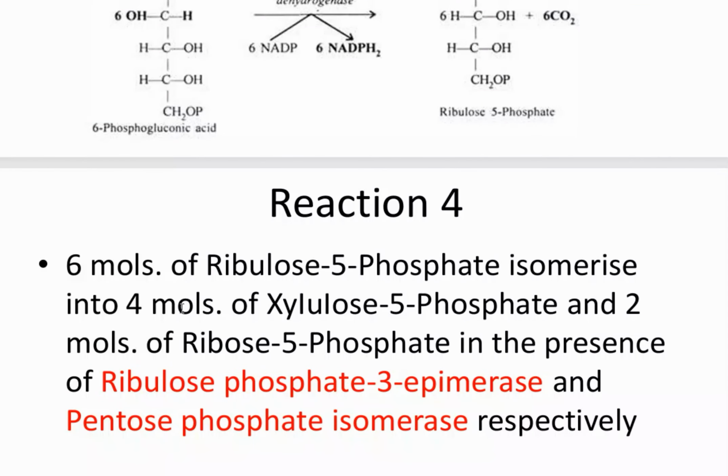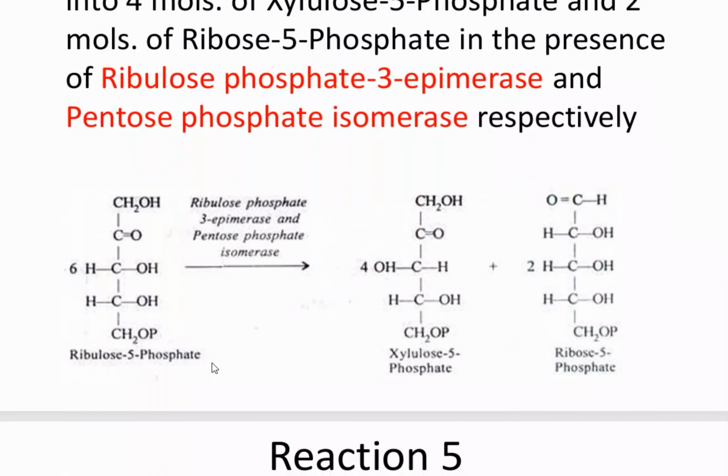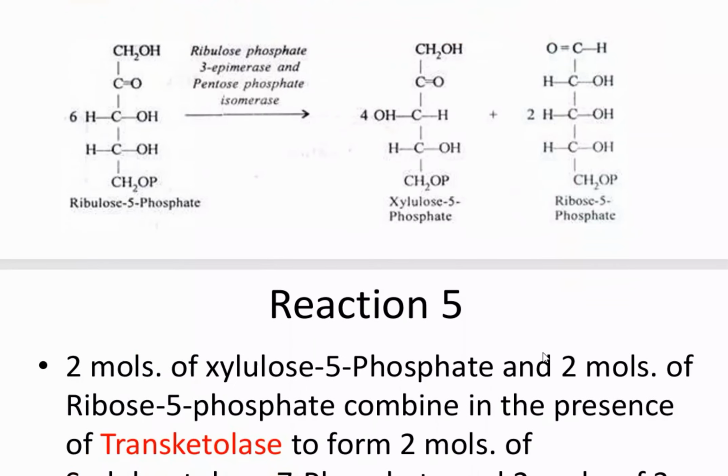Now 6 molecules of ribulose-5-phosphate are isomerized into 4 molecules of xylulose 5-phosphate and 2 molecules of ribose-5-phosphate in presence of ribulose phosphate 3-epimerase and pentose phosphate isomerase respectively. So what happened if you see these reactions, ribulose 5-phosphate in presence of these enzymes converts to form xylulose 5-phosphate molecules and ribose 5-phosphate molecules. So in this way it can produce xylulose and ribose 5-phosphate molecules.